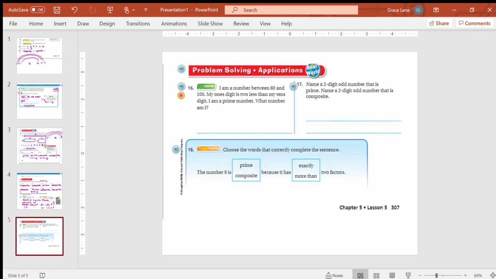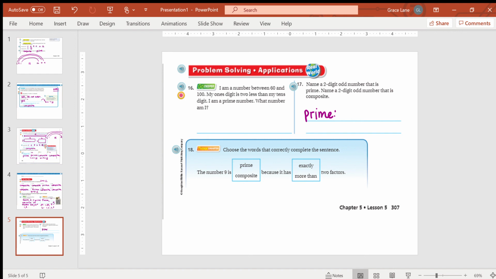Alright, we're going to go ahead and jump down to the bottom. We're going to skip number 16 for now. Look at 17 and 18 though. Number 17 says, name a 2-digit odd number that is prime. And then name a 2-digit odd number that is composite. So think of prime now. We only want numbers that have factors of 1 and itself. There are tons of examples you could use.